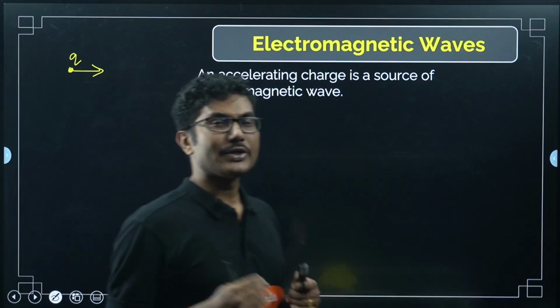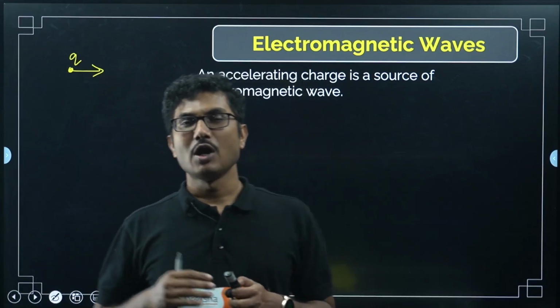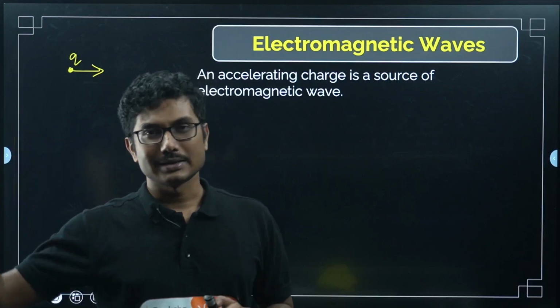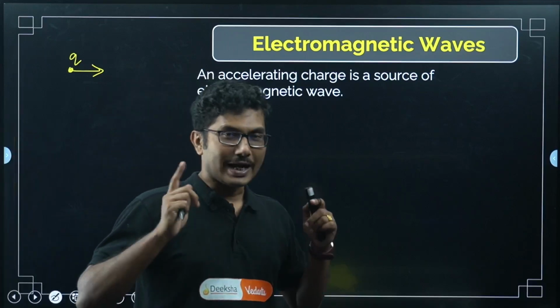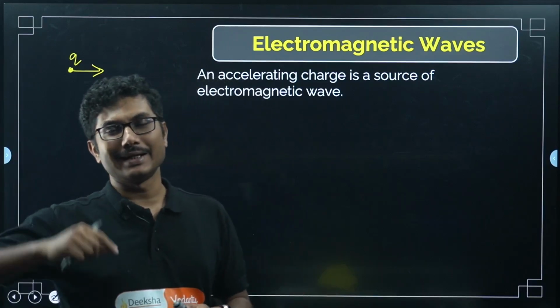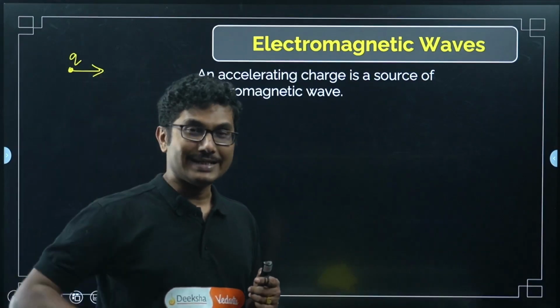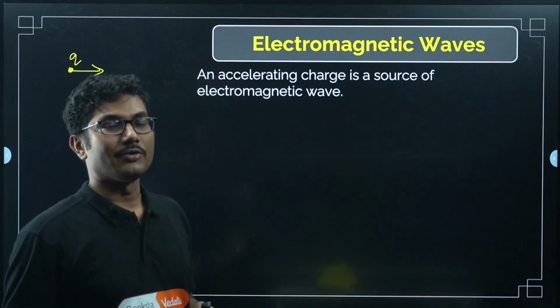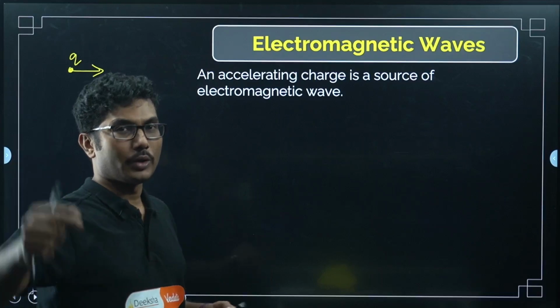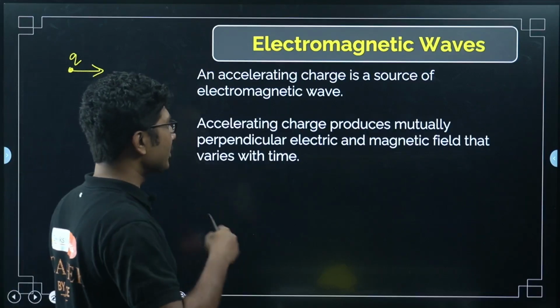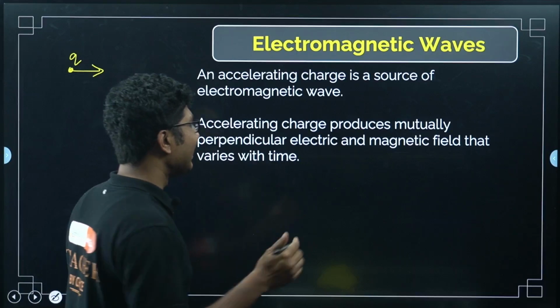So that wave equation, where you are studying wave equations, has an omega t term, sin omega t plus some value. Okay, so that omega t term is basically changing the magnitude of the wave. That's why the wave is changing, and there was one more term involved that is taking the wave forward. So both are there. Now if you consider, an accelerating charge produces mutually perpendicular electric and magnetic fields.